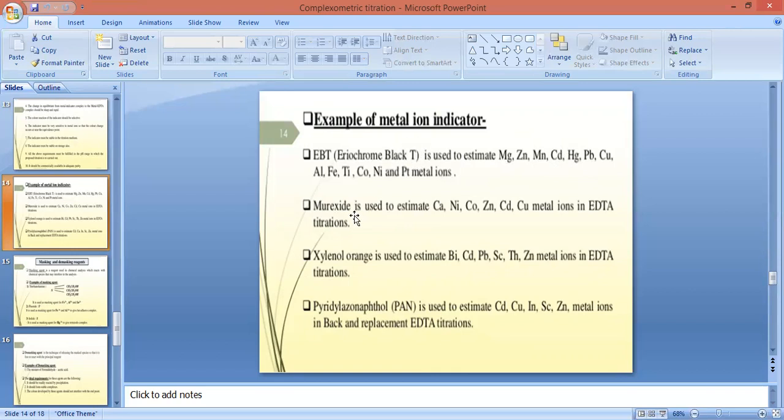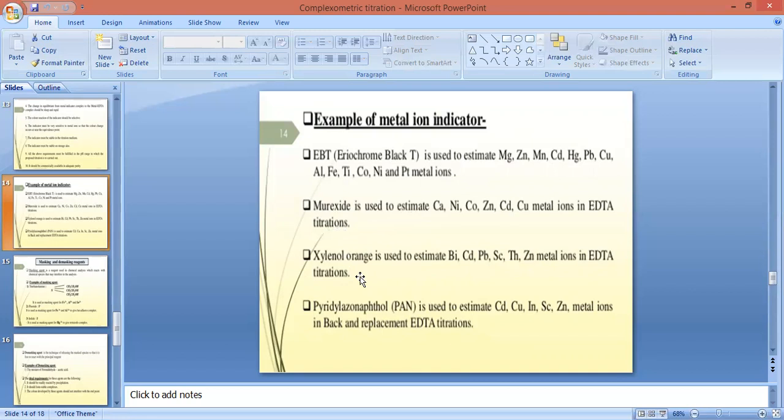Next indicator used in complexometric titration is Murexide, and it is particularly used for the estimation of the metal ions calcium, nickel, cobalt, zinc, cadmium, and copper in EDTA titration. Third type of metal ion indicator is xylenol orange, which is used for determination of the metal ions Bi, Cd, Pb, Sc, zinc in EDTA titration.